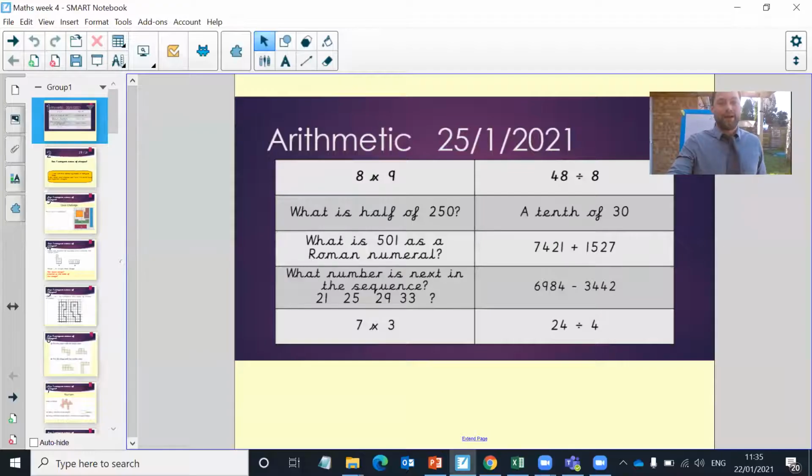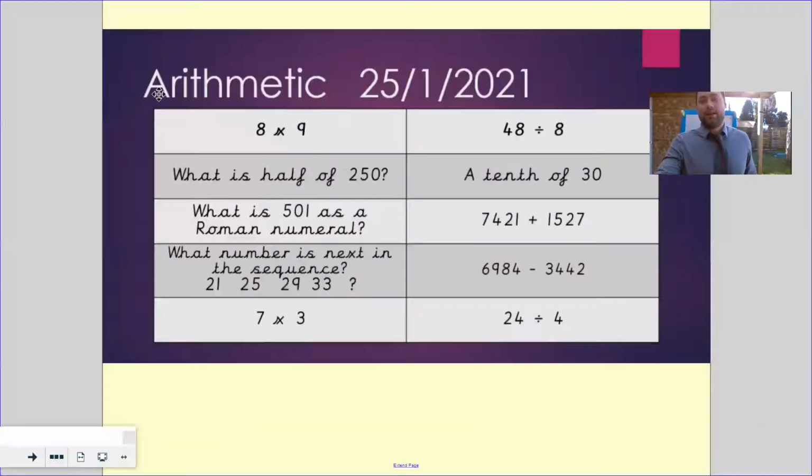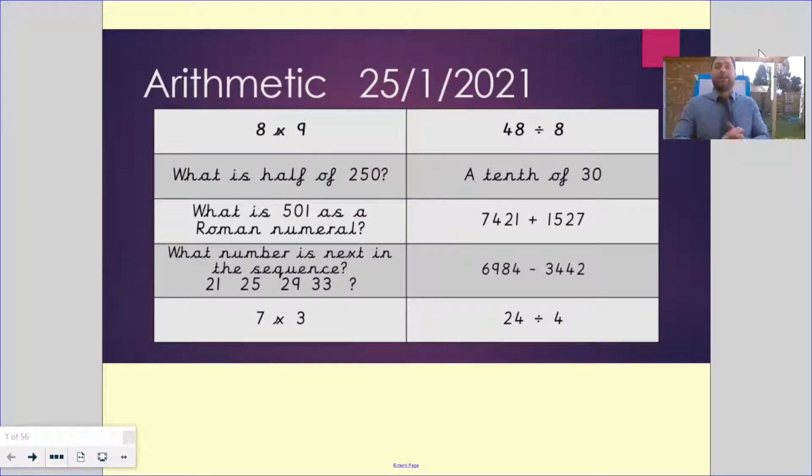Okay, as always, we're going to start our maths lesson with our arithmetic. So what you need to do now, you need to pause the video and give yourself a few minutes to answer these questions. I always say 10 minutes, but you probably won't need that much because some of the questions will be pretty straightforward. So pause the video now, good luck, and we'll go through the answers in a moment.